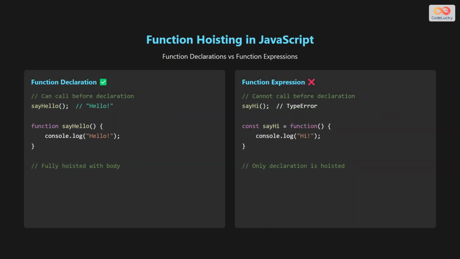Now let's understand function hoisting in JavaScript. There is a difference between function declarations and function expressions when it comes to hoisting. Function declarations are fully hoisted, meaning you can call the function before its actual declaration in your code, and it will work as expected. However, in the case of function expressions, only the variable declaration part gets hoisted, not the actual function definition. So trying to call a function expression before it's declared will result in an error.